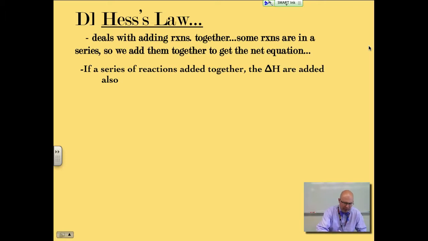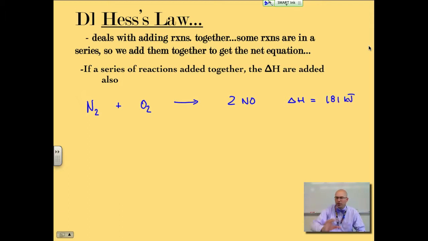So let me just show you an example. Let's say we have nitrogen in the atmosphere, and it reacts with oxygen. Well, that can produce nitrogen monoxide, and that has a delta H of 181 kilojoules. All right, so there's a reaction.